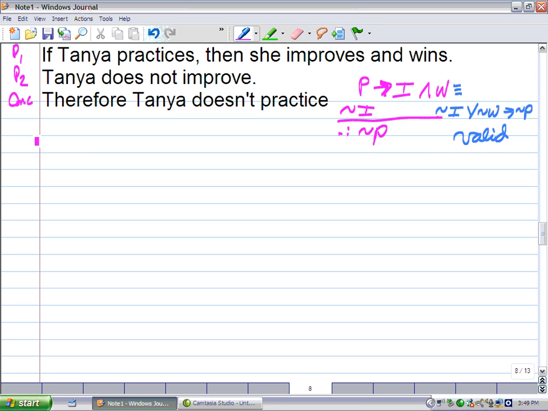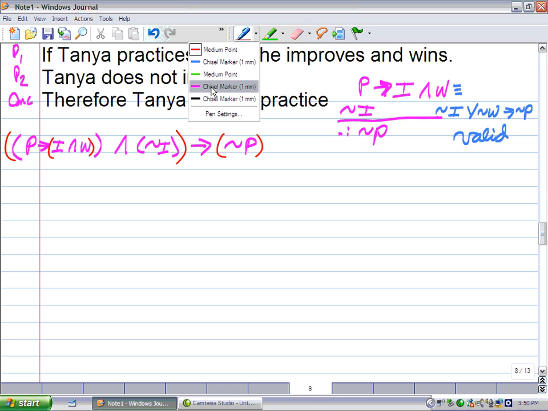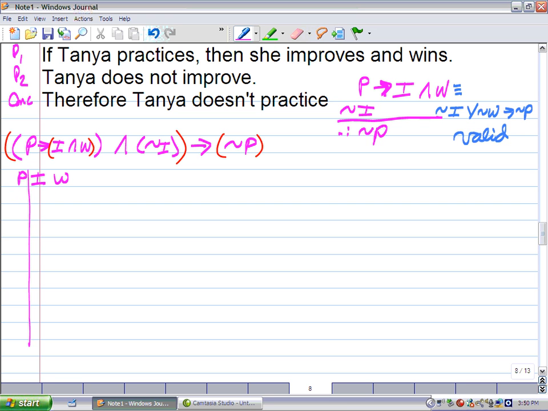What would our truth table be in this case? P implies I and W, that's my first premise, and not I implies not P. Of course I need to put in some more parentheses here. There's parentheses there, and there, and there. So I'm going to have quite a large table here. I have P, I, and W. So I'm going to have 8 rows.